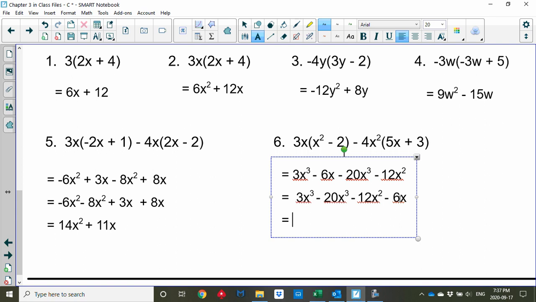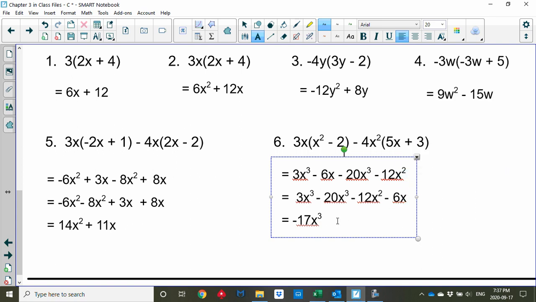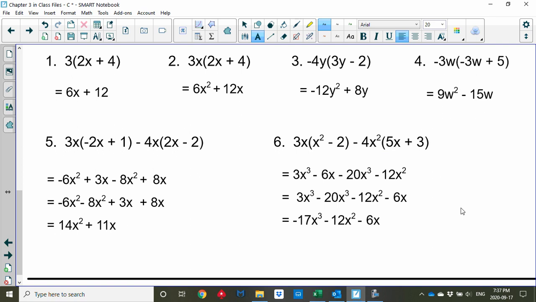Would it be wrong if you have the negative 6x first? No, but like I talked about in class, it's just not as precise. So 3 take away 20 is negative 17 of these x cubes. Copy and paste, there they are. I'm now going to go with minus 12x squared and minus 6 because those are unlike terms. We cannot combine them. They just follow down and we are actually done. The x cubes can be combined. These cannot. They're unlike terms.